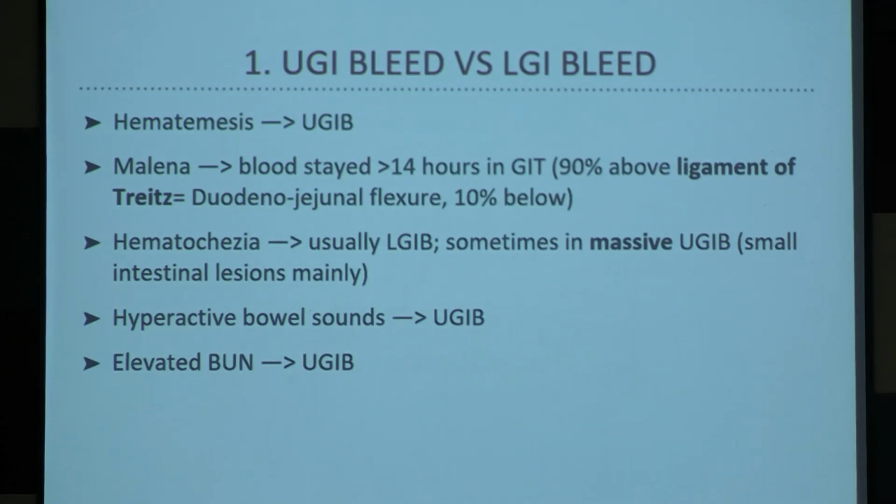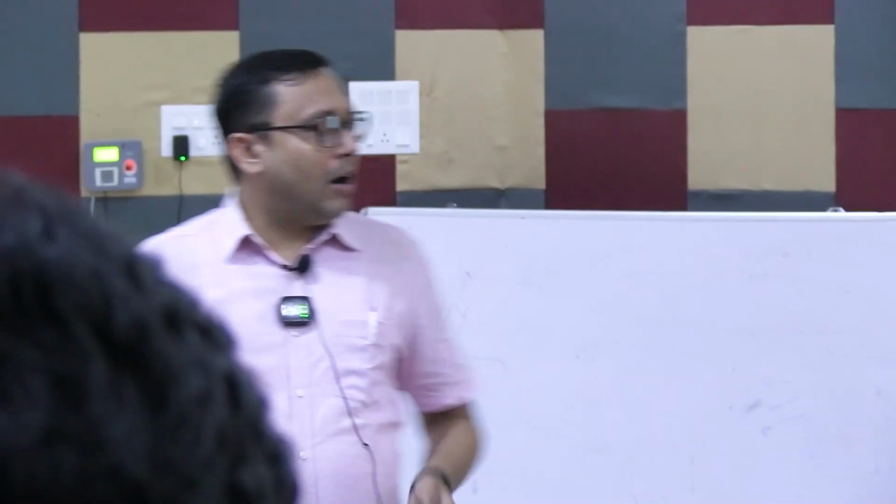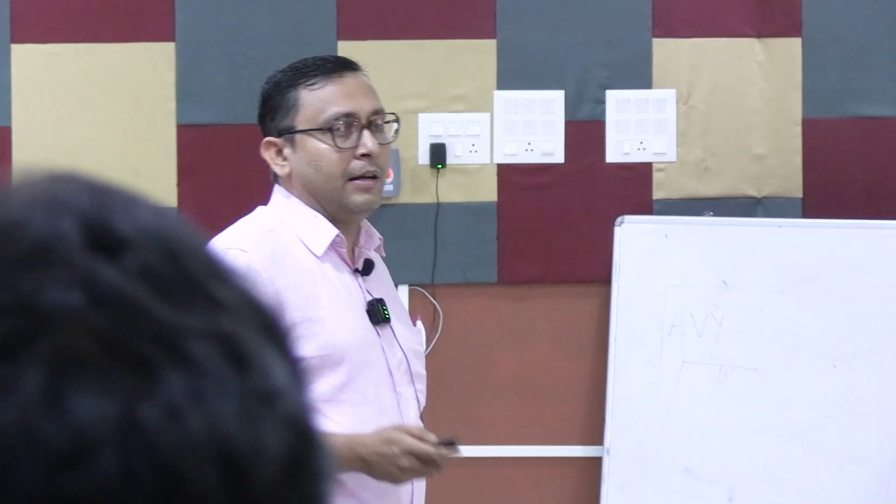So from the history, how can we differentiate between upper GI bleed and lower GI bleed? If the person is having coffee ground vomitus, if the patient has blood clots in his vomitus, then it is obviously upper GI bleed. There is no chance of other origin of the bleed. But we cannot tell that much certainly with other symptoms like melena, hematochezia. There may be some mix and matches.